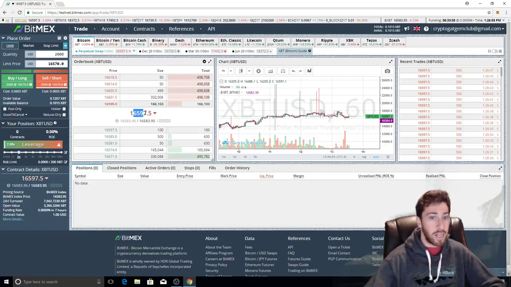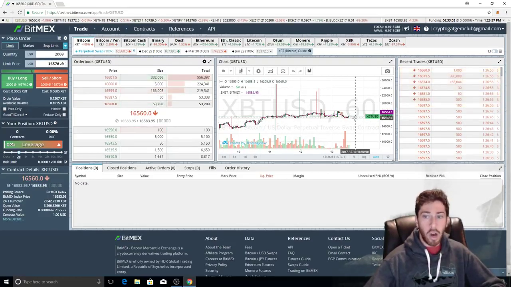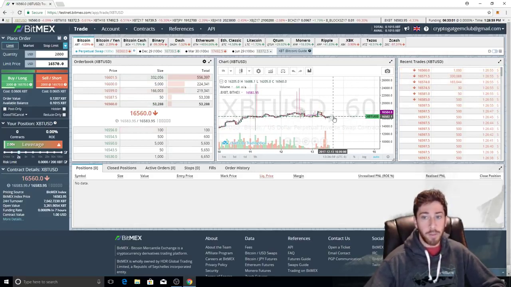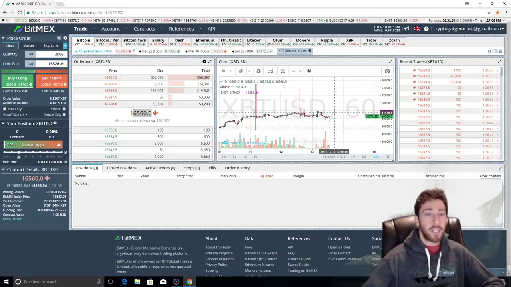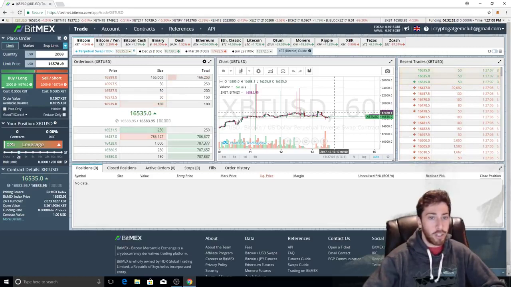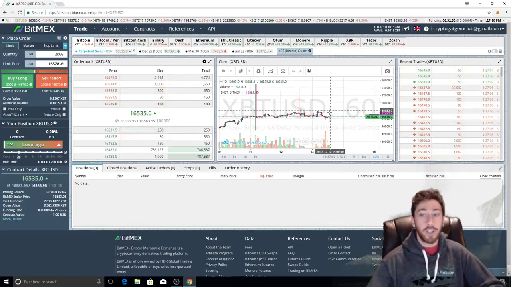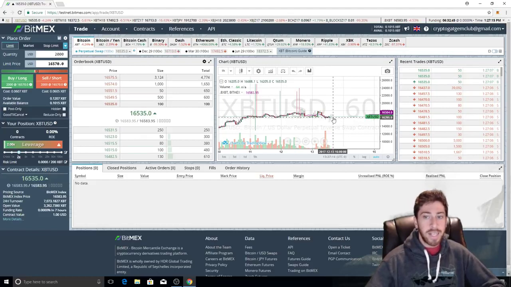So here's the current contract price. If we want to go long, that means we think the Bitcoin price is going to go up. So we would put in a long right here, and if it goes up, we would make money. Say the price goes up $100 and we have 2 times leverage, we would actually make $200. Now if we did a long and the price goes down $100, we would lose $200.